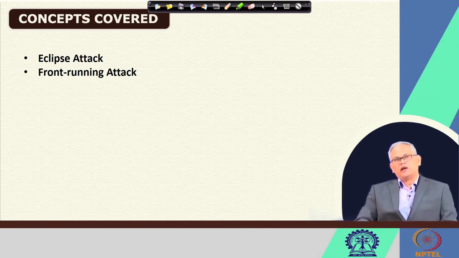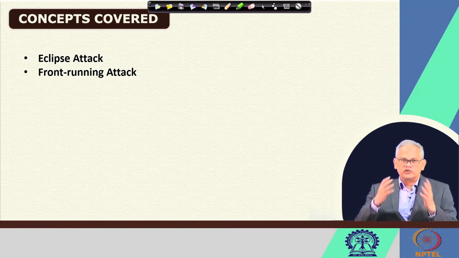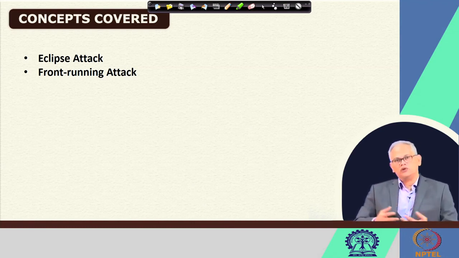essentially two types of attacks. One is what we call front running attack and the other is eclipse attack. We will first discuss the eclipse attack and then we will go into the details of front running attack.